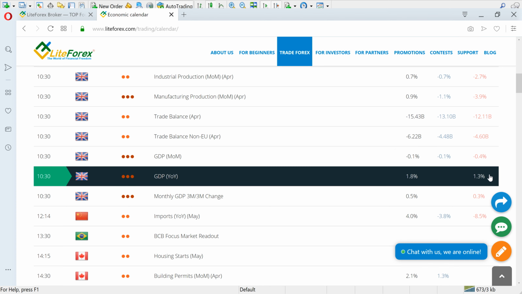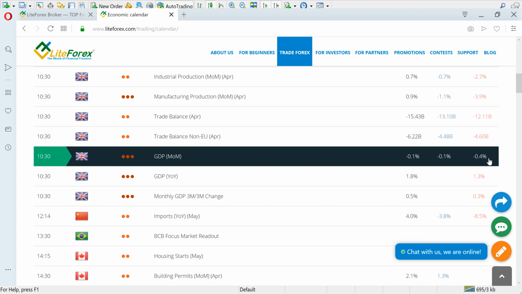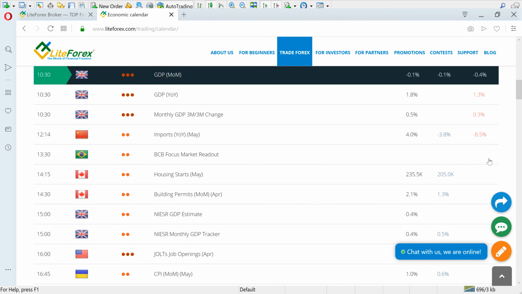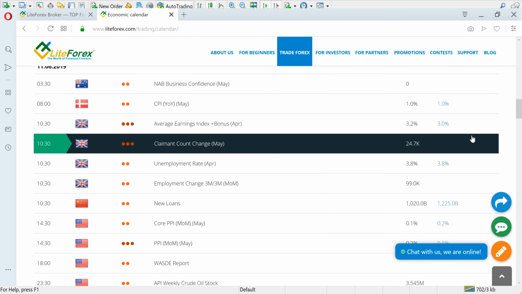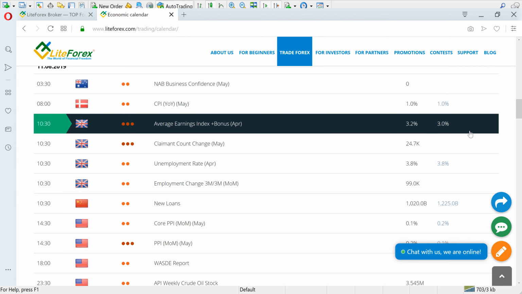In addition, Boris Johnson, one of the main contenders for the position of UK Prime Minister, promised a hard line on Brexit, and he also said that he can accept a no-deal Brexit, which increases the negative pressure on the British pound. On Tuesday, pay attention to the average earnings index in the United Kingdom.